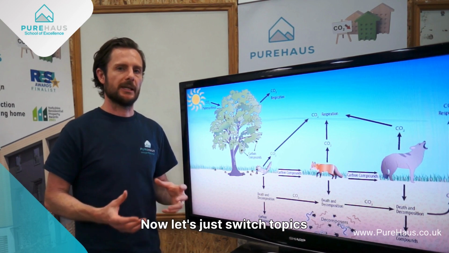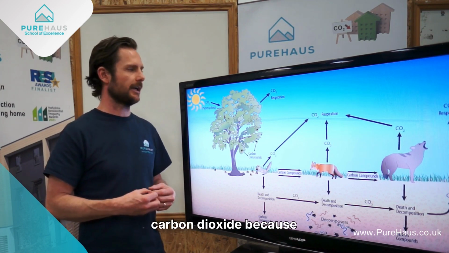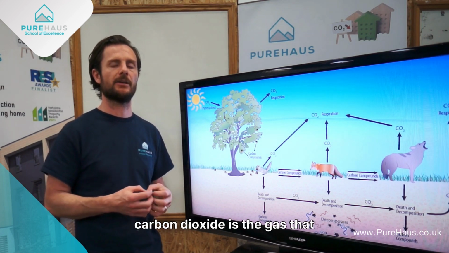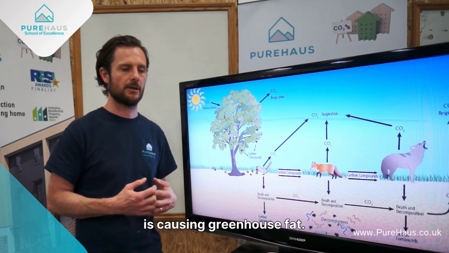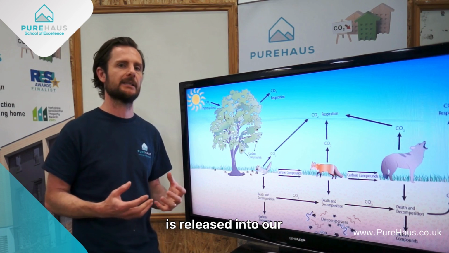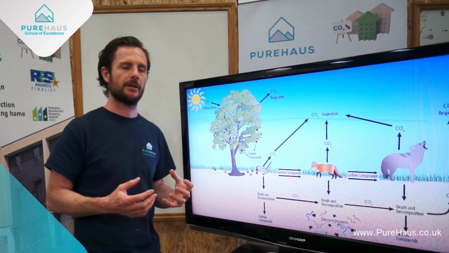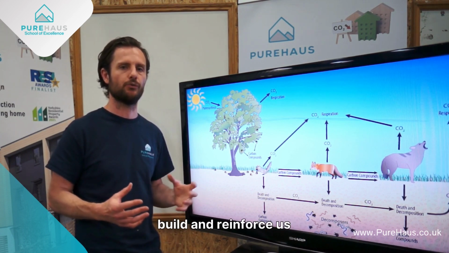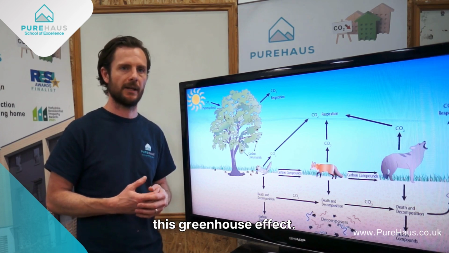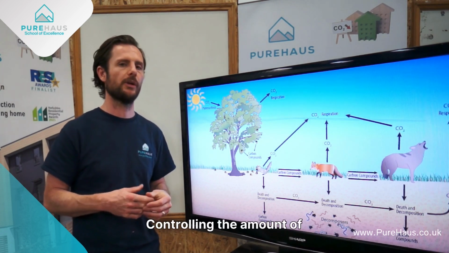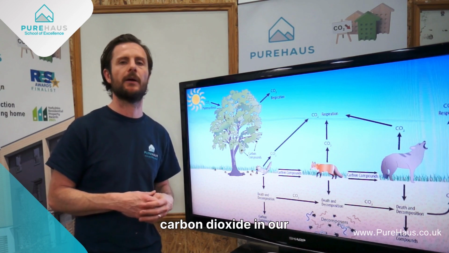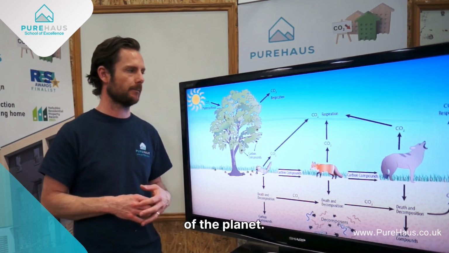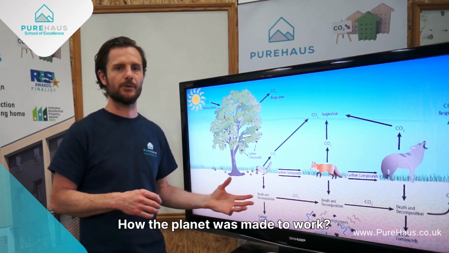Now let's just switch topics here and move to carbon dioxide, because carbon dioxide is the gas that is causing the greenhouse effect. So as that carbon dioxide is released into our environment, it rises up into our atmosphere, and it starts to build and reinforces this greenhouse effect. Controlling the amount of carbon dioxide in our atmosphere is essential to us controlling the temperature of the planet. How the planet was made to work.